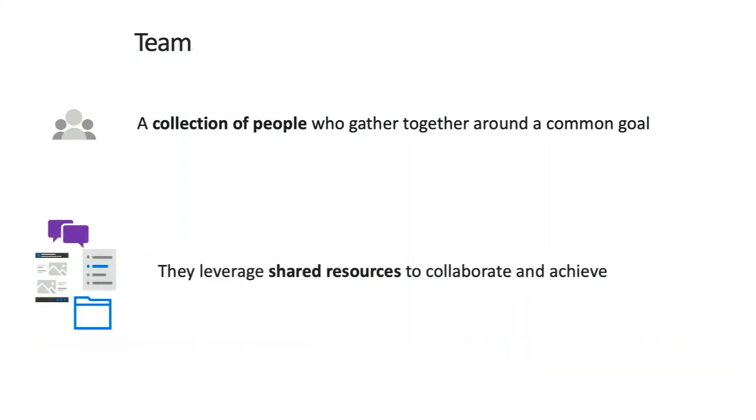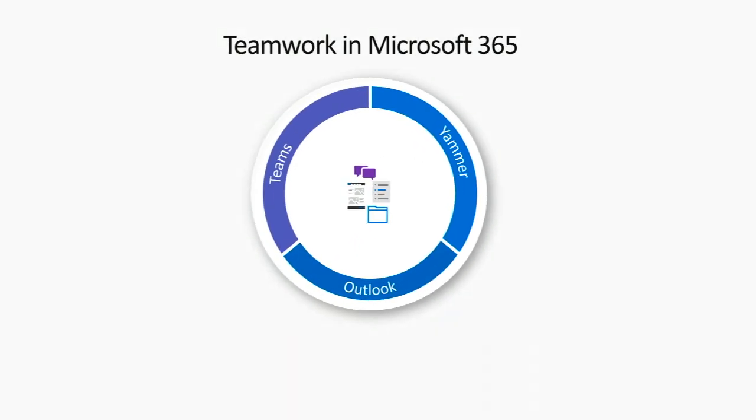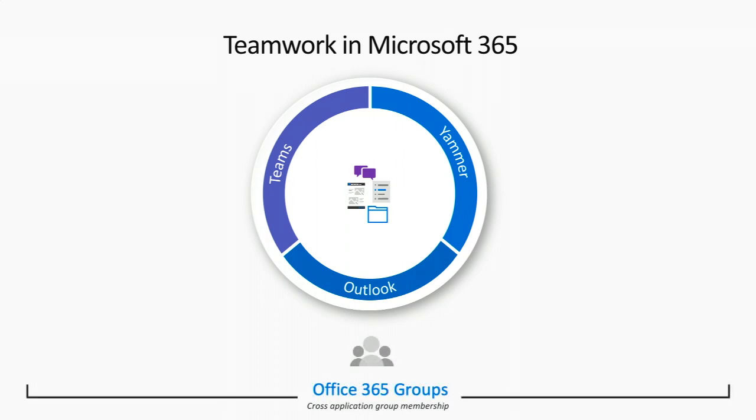And teams leverage shared resources to collaborate and achieve. This concept of shared resources and people talking about those in a conversation is really at the core of how Microsoft 365 is built. No matter which tool your team uses to communicate, whether you're using Teams or Yammer or Outlook, everything begins with a common membership construct called an Office 365 group. Groups act as the connective tissue across all of our applications.